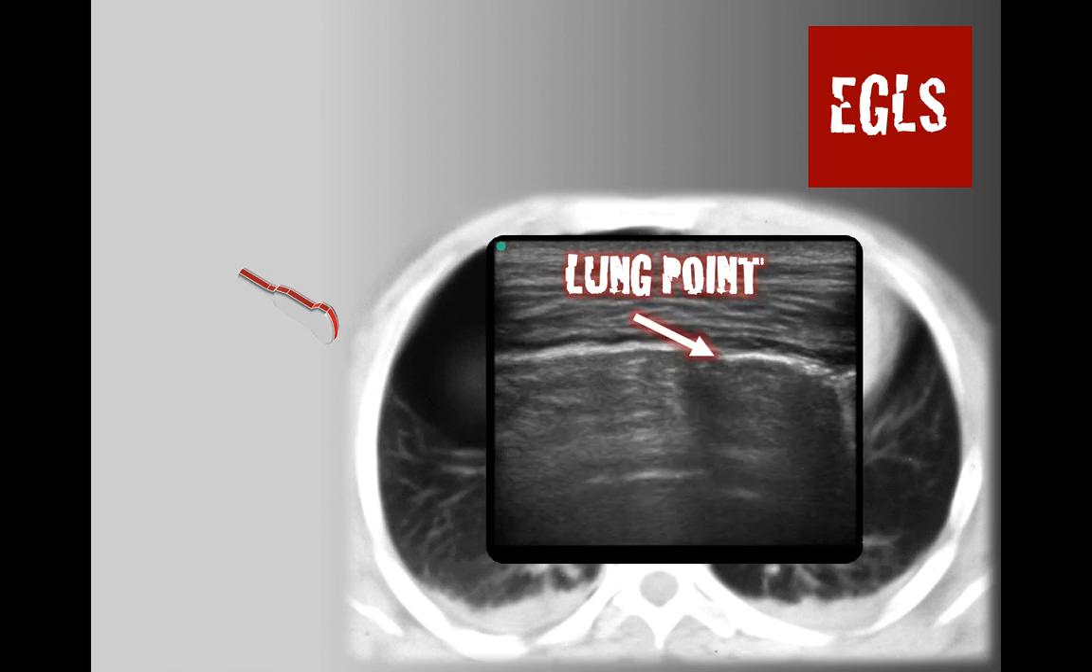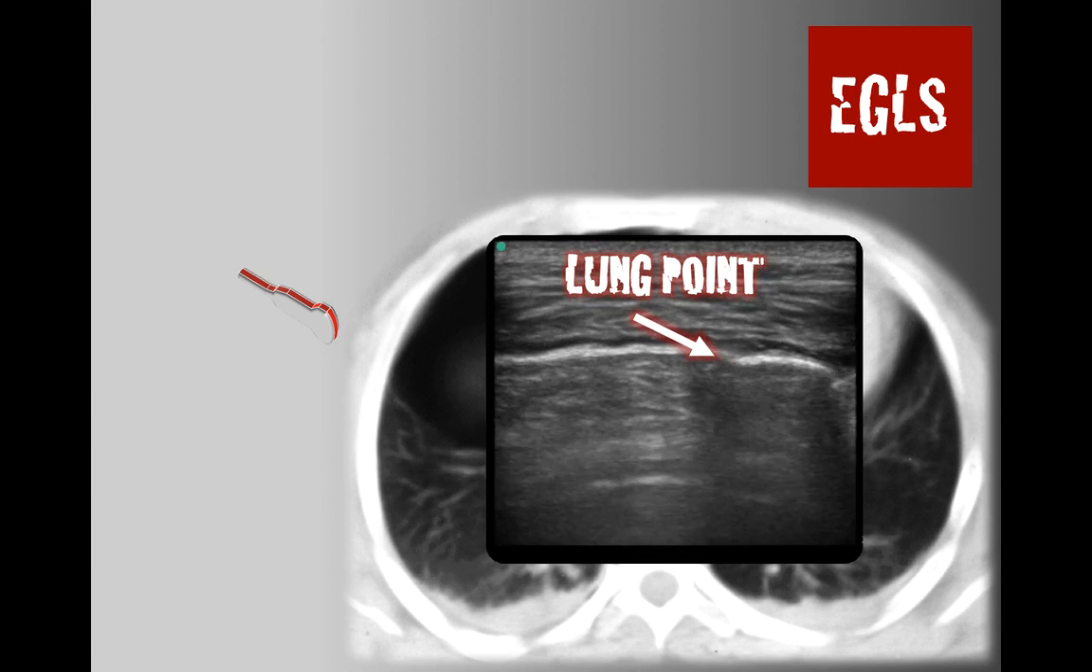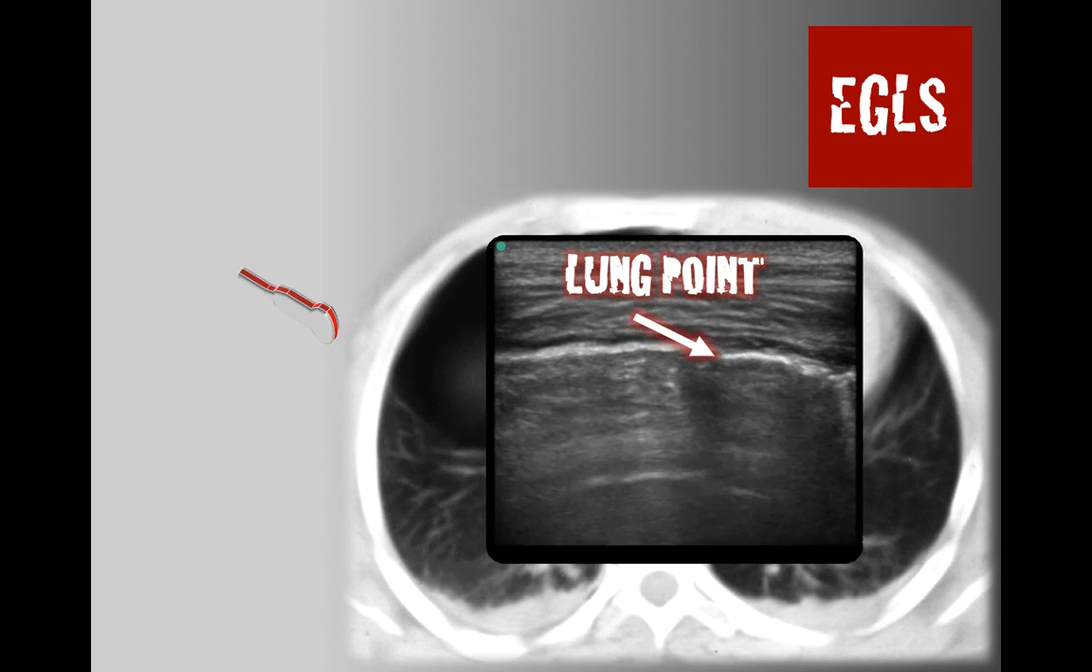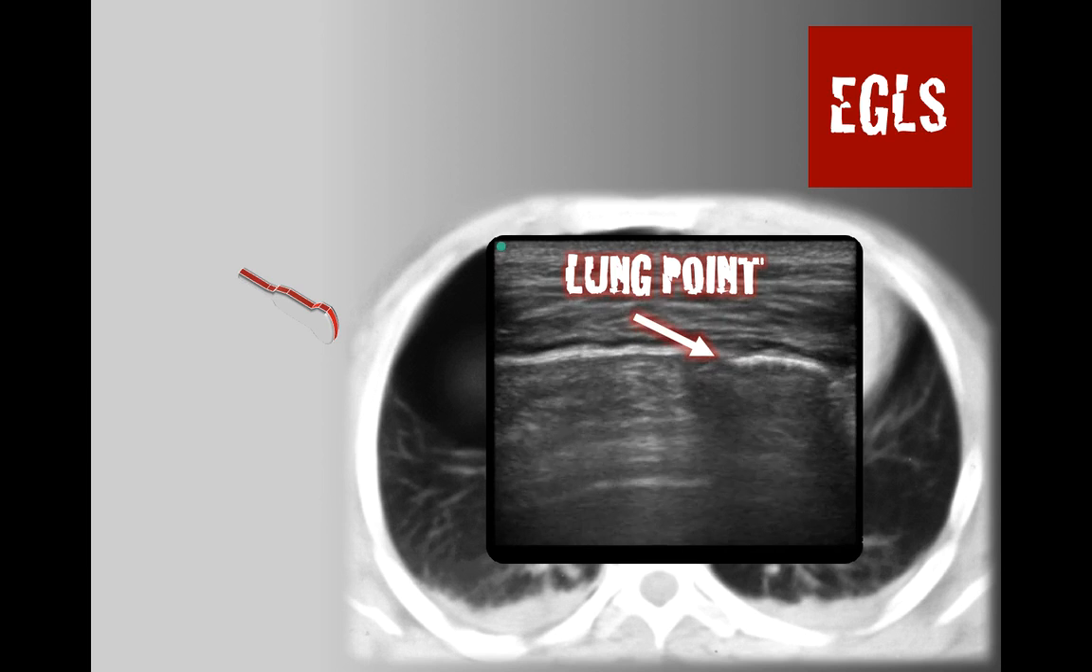And notice how all during that clip, on the left side of the image, we do not see any lung sliding at all. So this is the lung point, and this is pathognomonic for a pneumothorax. So every time the patient is stable, you should take time to find this.